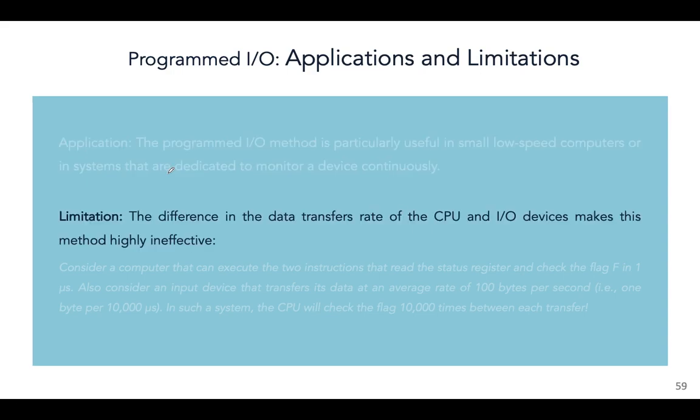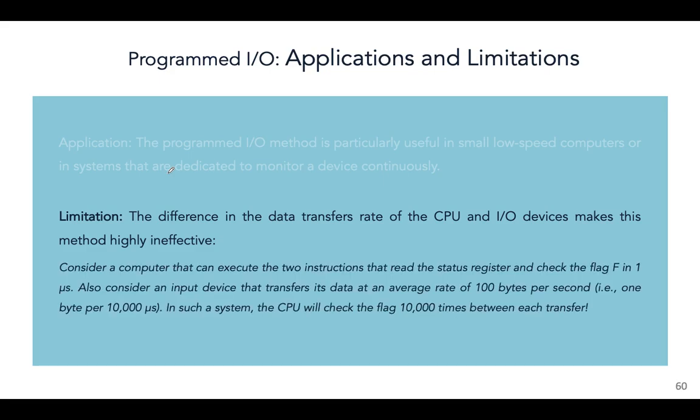The limitation in programmed IO is that the difference in the data transfer rates of the CPU and the IO devices makes this method highly ineffective. Consider, for instance, a computer that can execute the 2 instructions that read the status register and check the flag F in 1 microsecond. Also consider an input device that transfers its data at an average rate of 100 bytes per second, which is 1 byte per 10,000 microseconds. In such a system, the CPU will have to check the flag 10,000 times between each transfer. And that's not an efficient use of the CPU.